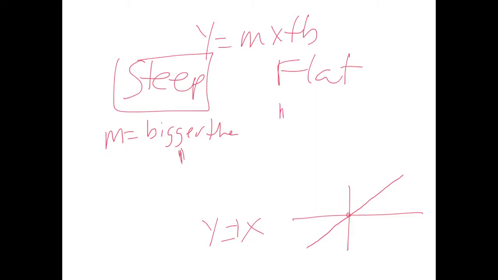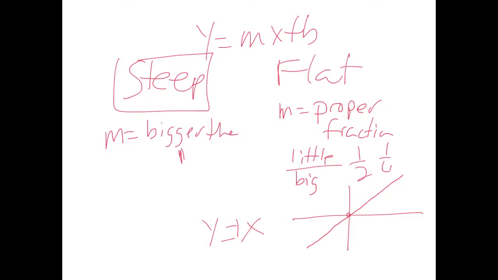Flatter lines are going to have slopes that are proper fractions. To be a proper fraction just means little number on top, big number on bottom. So like 1/2, 1/4. And those lines are going to be flatter. So those lines might look like this dotted line here, flatter like that. Whereas a steep line, bigger than 1, is going to be going up faster like that.